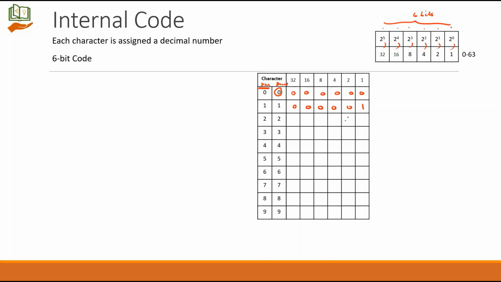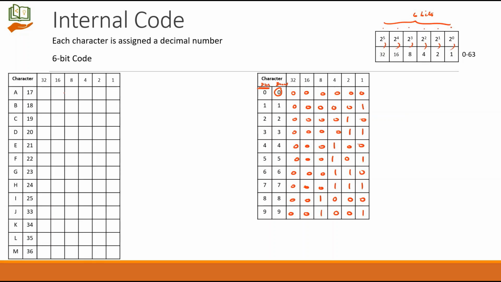2 is represented here, 3 is represented this way, 4 is represented this way, 5 is 101, 6 is 110, 7 is 111, 8 is 1000, 9 is 1001. The remaining places will all have 0. This is how these codes are created. 0 to 9 is not a very big issue. Let's get into the alphabets now. We have to represent them now.